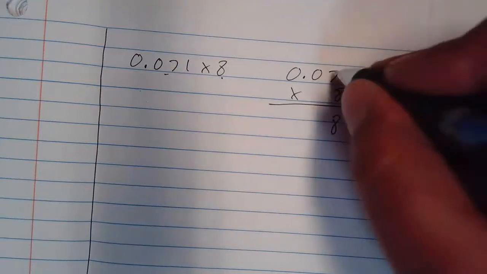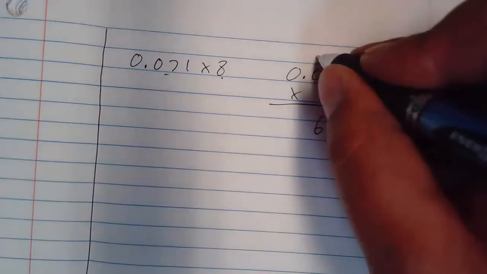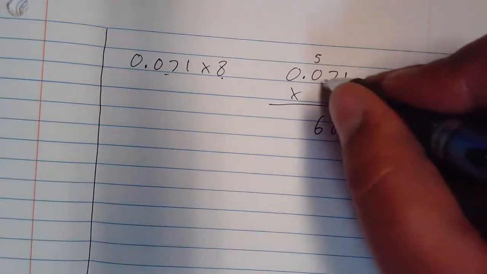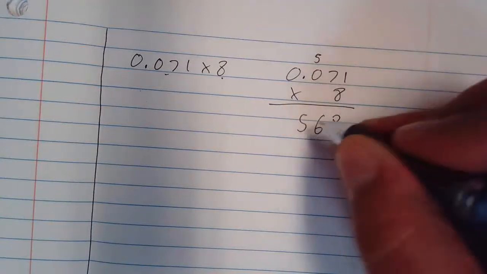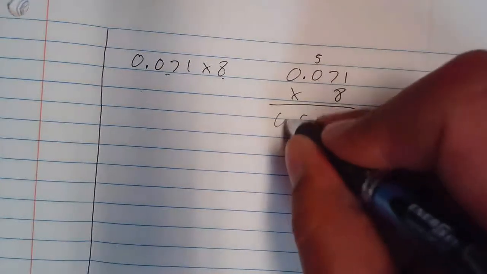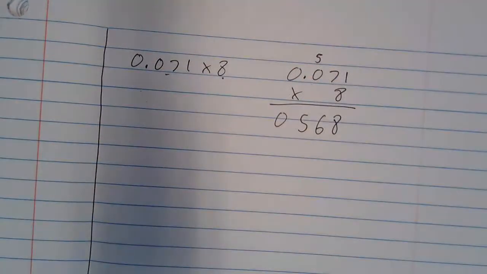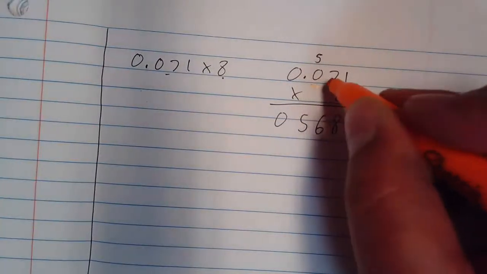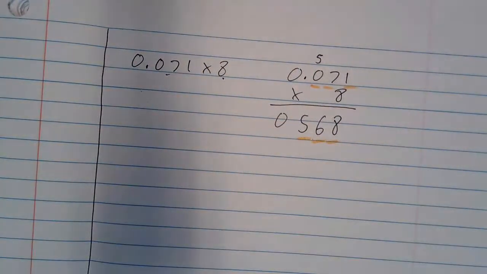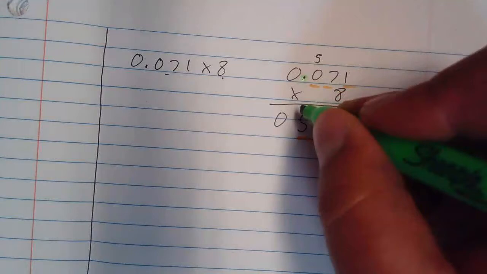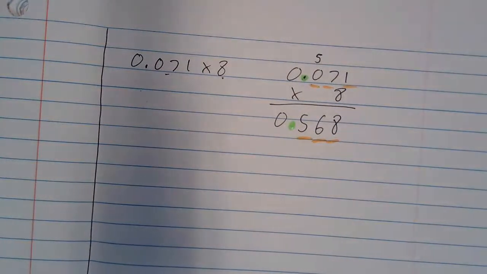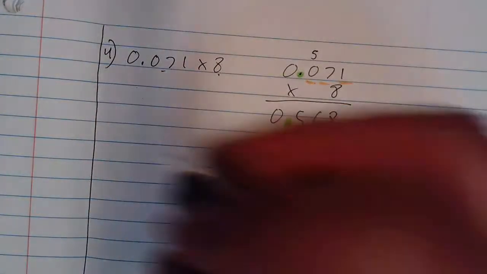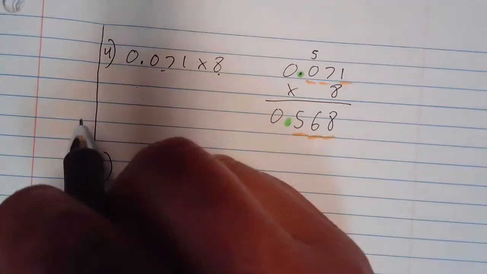8 times 1 is 8. 8 times 7 is 56. 8 times 0 is 0, plus 5 is 5, right? And then 8 times 0 is just 0. Let me use this. 1, 2, 3. 1, 2, 3. Decimal point. Decimal point. And there's your answer. Oh, by the way, this was number 4. Okay, number 5. Actually, that was number 5. Excuse me.